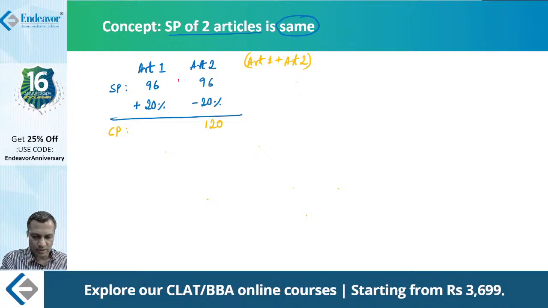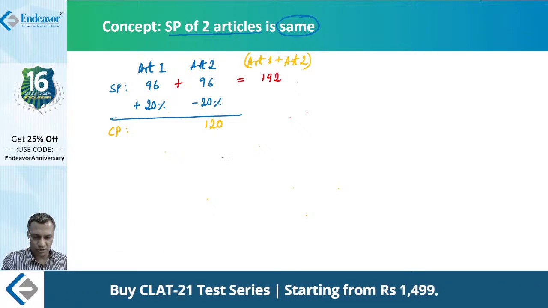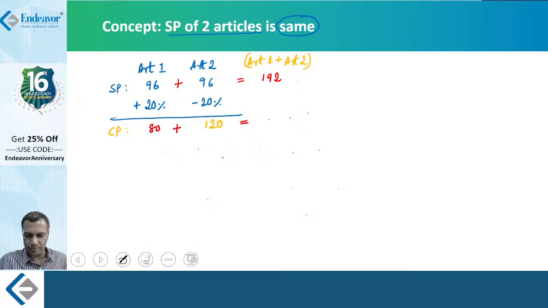Okay, what is the total selling price? Let's write 96 plus 96, which is nothing but 192. Total cost price: 120 plus 120, both were 120, right? Sorry, 80 plus 120. This was 80 here. 80 plus 120, which becomes 200.